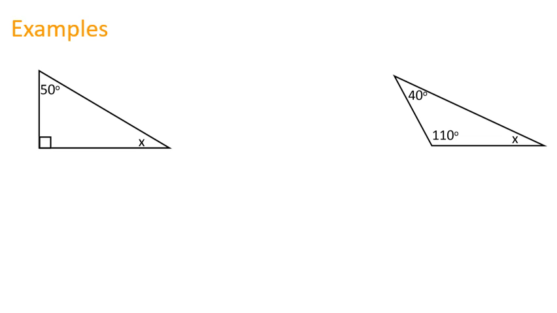For these examples, we're also going to try and classify the type of triangles. So this little square symbol gives it away. So this one is a right angled triangle. So to work out what X is, I'm going to do 180 minus, so we know that top corner is 50, and the square symbol, the right angle, means this is 90 degrees. So 180 minus 50 minus 90 equals X. So that equals 40.